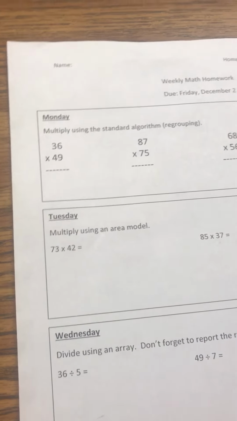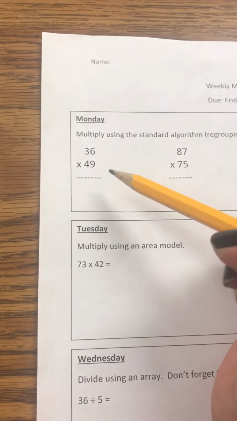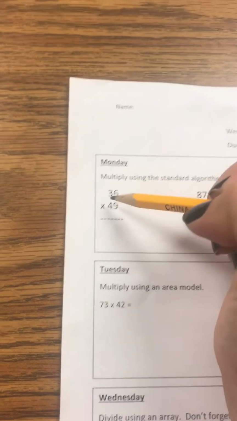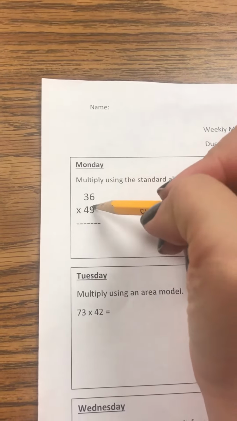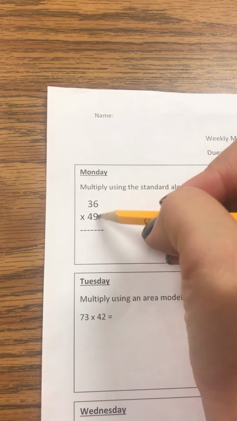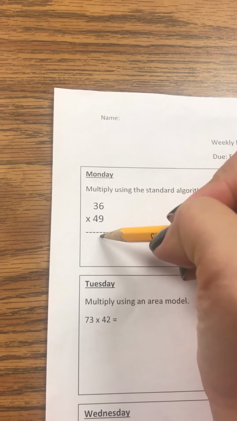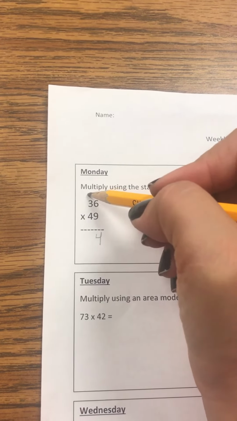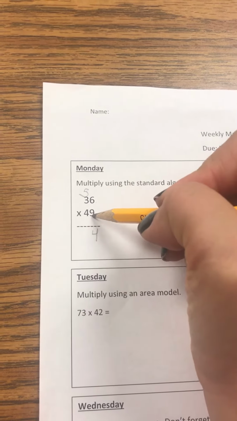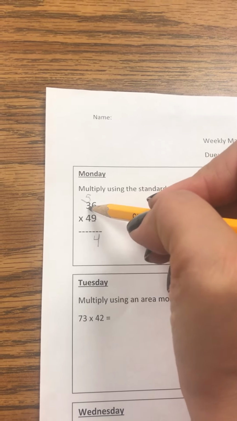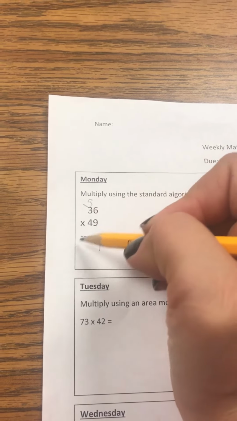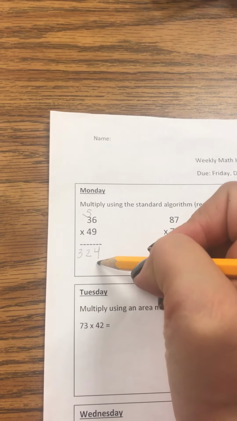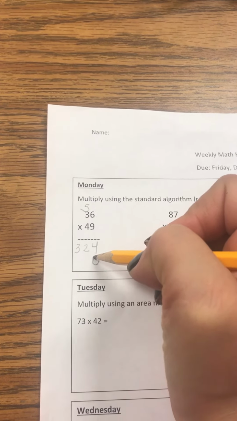Yesterday's or Monday's assignment required the students to multiply using the standard algorithm. When we multiply using this strategy, the first step is to multiply 9 times 6, which gives us 54. I put the 4 on the bottom and carry the 5. Then we do 9 times 3 is 27, plus the 5 that we carried gives us 32. Then we bring down a placeholder 0.